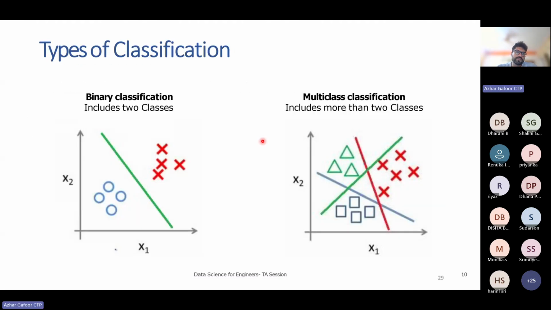We have two main types of classification. One is binary classification, in which only two classes need to be classified. Like if you show an image and ask the model to predict if it is a cat or dog, then it is a binary classification. Then we have multi-class classification, which has more than two classes. Let's say we trained our model on vehicles and asked it to classify whether it is a two-wheeler, three-wheeler, or a four-wheeler. That is a multi-class classification problem.